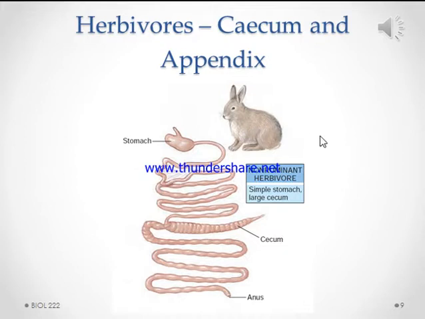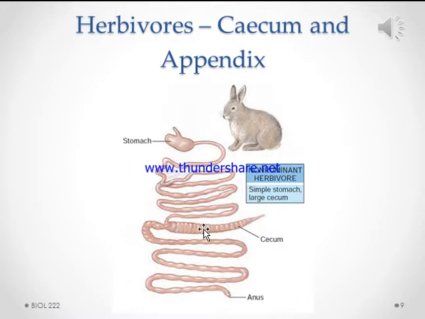For example, if we see a rabbit, which has to digest cellulose material, they have a simple stomach though. It means they do not store a large amount of food, and they have to take the food again and again from the environment. Then they have a long small intestine, where the small intestine enters the large intestine. At that part, there is an extended, thick part called a cecum.